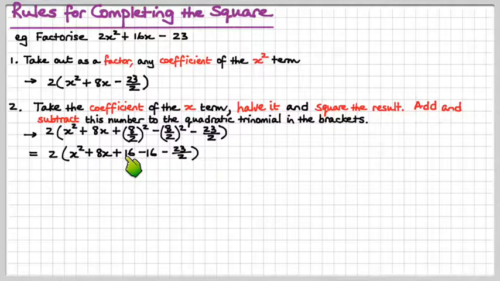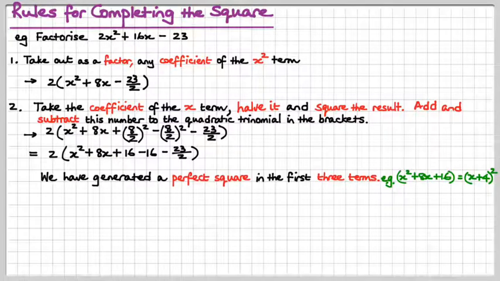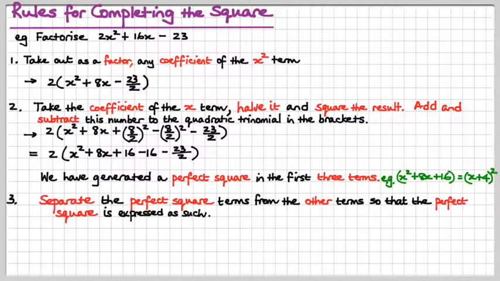Now, I want this plus 16 because it turns that little beastie there, x squared plus 8x plus 16, into a perfect square, which is what I'm trying to do. I'm completing the square by coming up with the third number here, which matches those two terms to make a perfect square. That's what I'm doing. So we've generated a perfect square in the first three terms. Yes, that is equal to that. Okay, so the plot thickens.